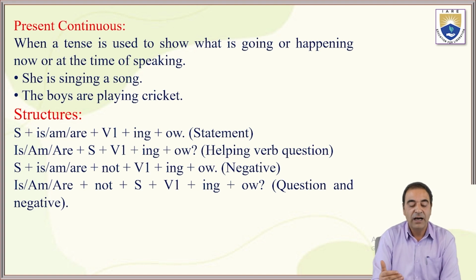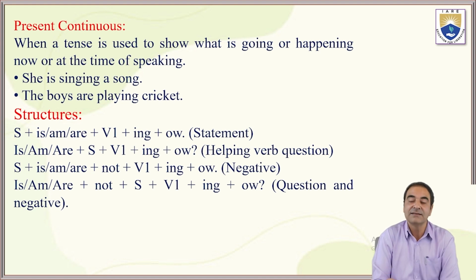Now look at the different structures of present continuous tense. We use subject plus be form of verb, present form, plus verb in first form plus ing, plus other words. Like, he is writing a letter. This is the structure for a declarative sentence or statement or assertive sentence.